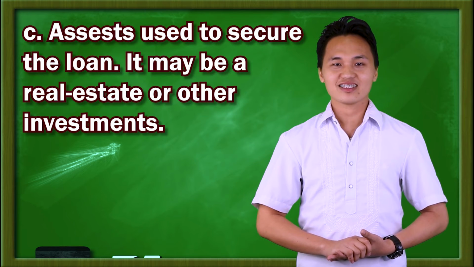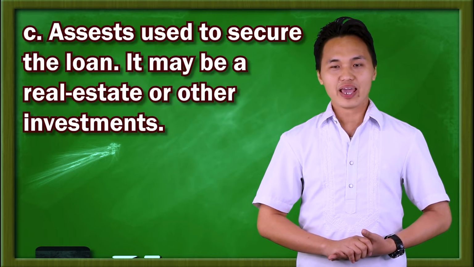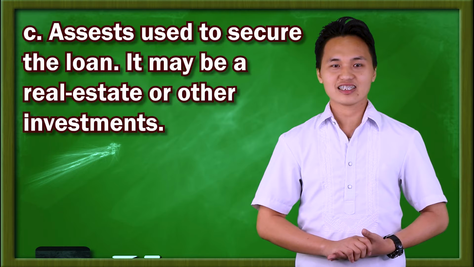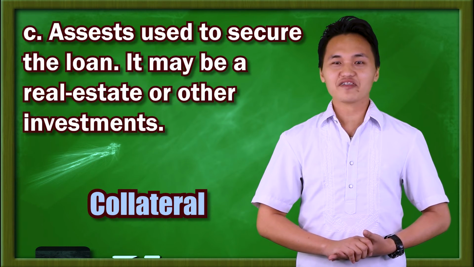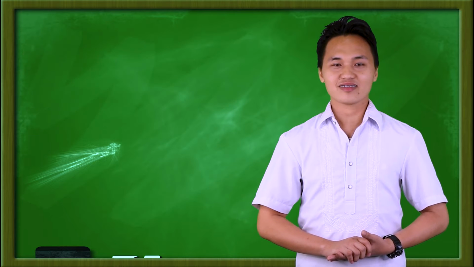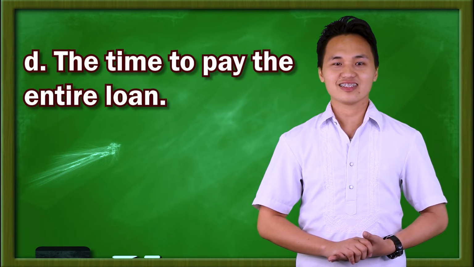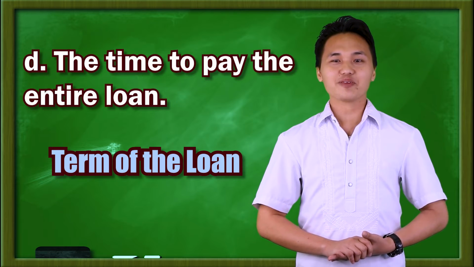Letter C. Assets used to secure the loan. It may be a real estate or other investments. Nice going! It refers to collateral. Letter D. The time to pay the entire loan. You got it. It is the term of the loan.